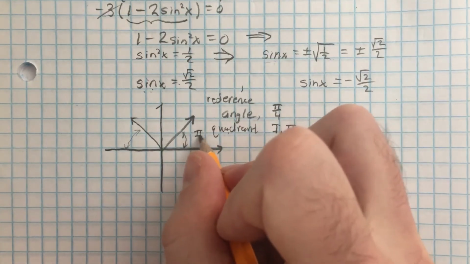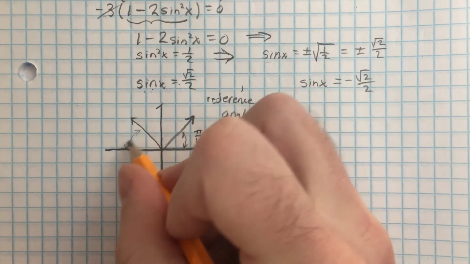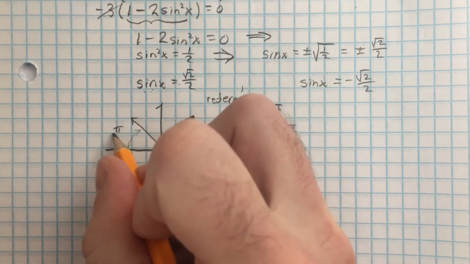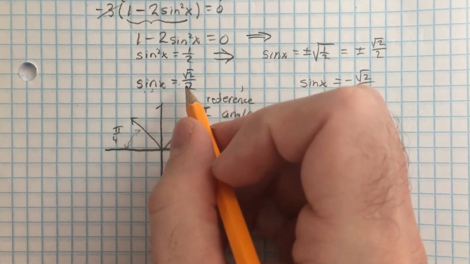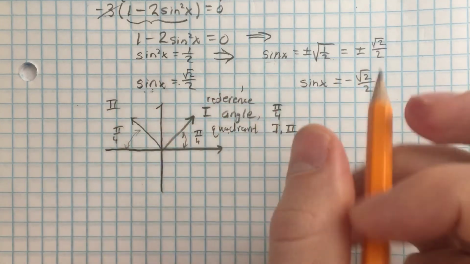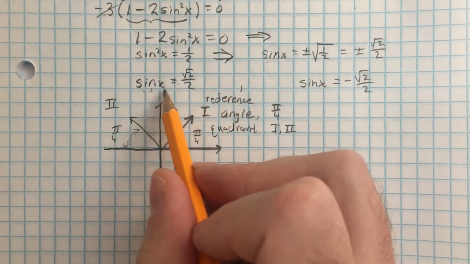Now I know the actual angle here is 3 pi on 4, I agree, but I'm just saying in terms of reference angle from the x-axis, this is pi on 4. And we know which quadrants to put it in because sine was producing a positive root 2 on 2. So there's what you might say is our two fundamental solutions to this problem.